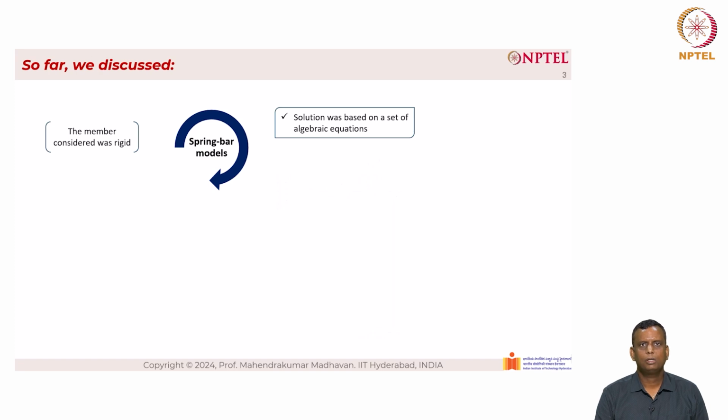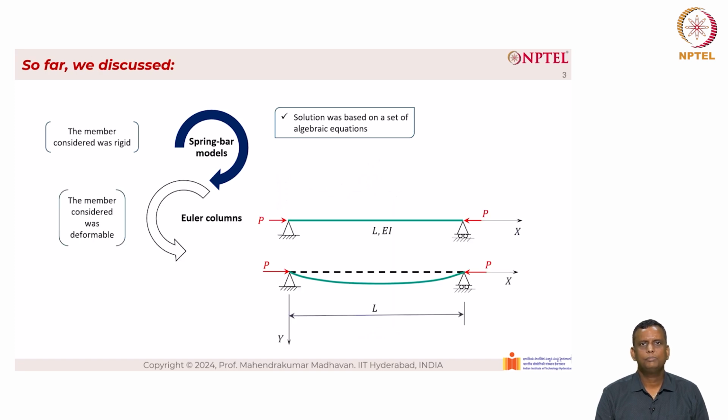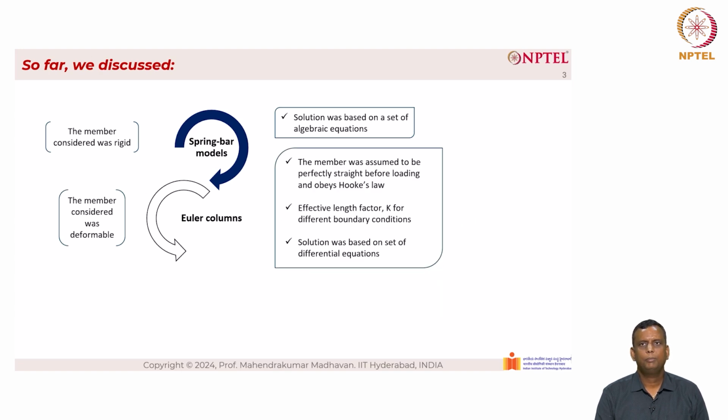From spring bar models, we migrated to Euler columns, where the member was considered as deformable, as you can see from the right-hand side picture. The member was assumed to be perfectly straight before loading and obeys Hooke's law. We also defined what is known as effective length factor K for different boundary conditions. The solution was based on a set of differential equations.